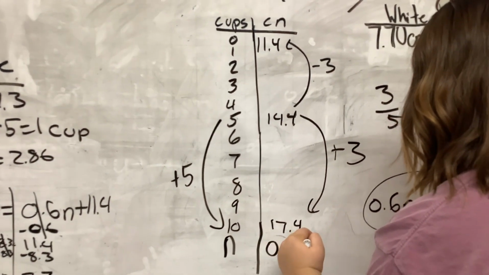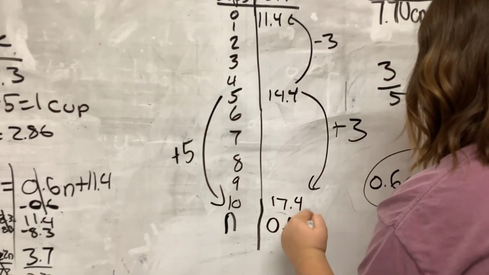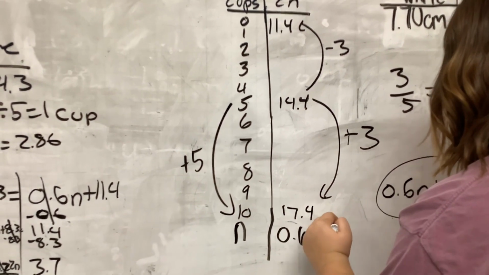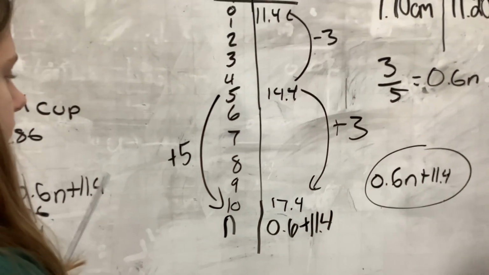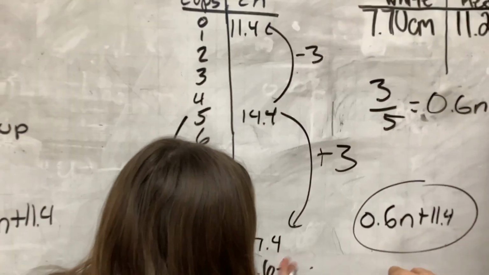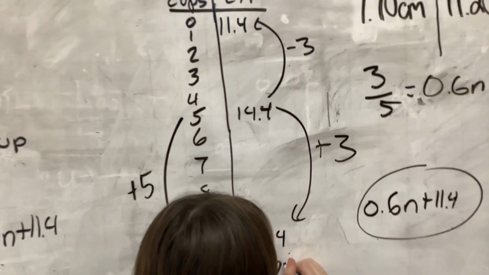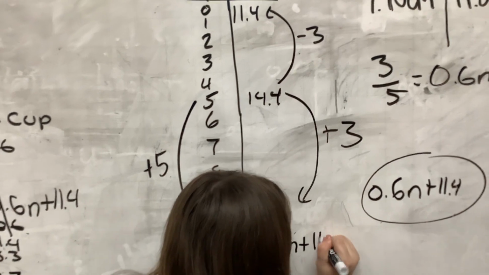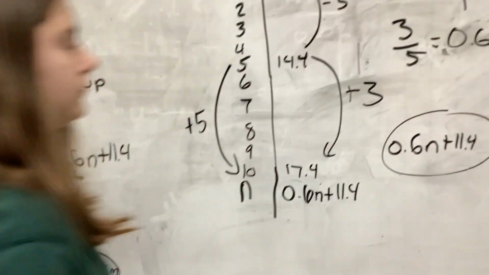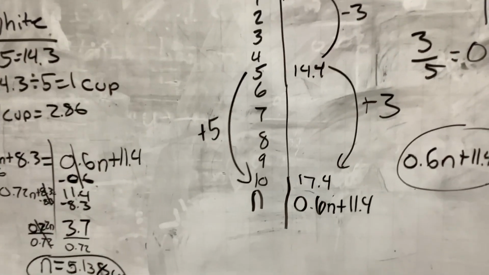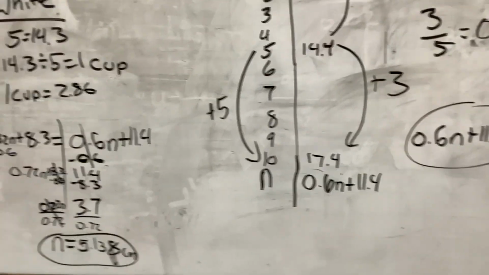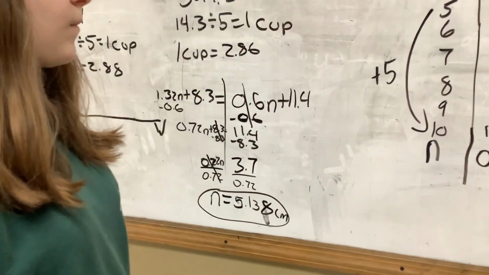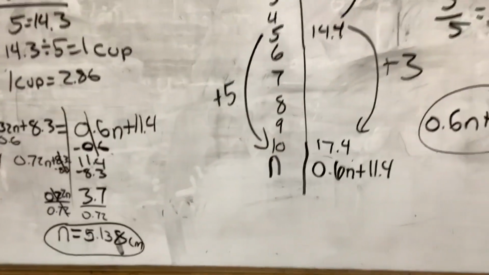Okay, so now you're about to learn something that you're not going to forget. You forgot your N in your rule. 0.6 N, right? Okay, so now, what does N represent? Look at the column that N is in. It's how many cups. Okay? So now what's 5.138? It's how many cups, because that's N.